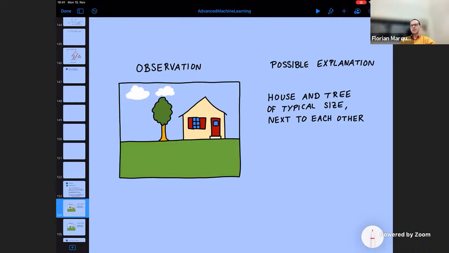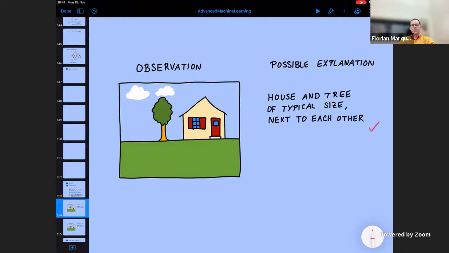And the explanation in this case is obvious, right? We have a house and a tree. They are of typical size and they are standing right next to each other, and we took a picture, and that's how it looks. In fact, this sounds so reasonable that we don't even try to come up with an alternative explanation. So that's fine.